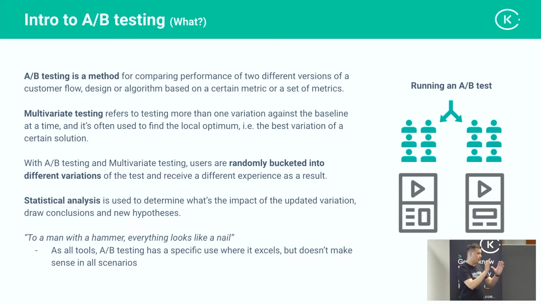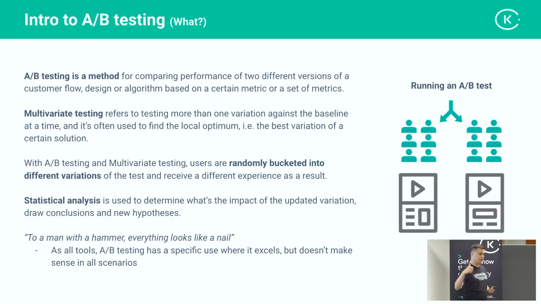And you then compare these two variations based on a certain metric, or most commonly even a set of metrics. There's also multivariate testing, and that actually refers to nothing more than A/B tests with more than two variations.